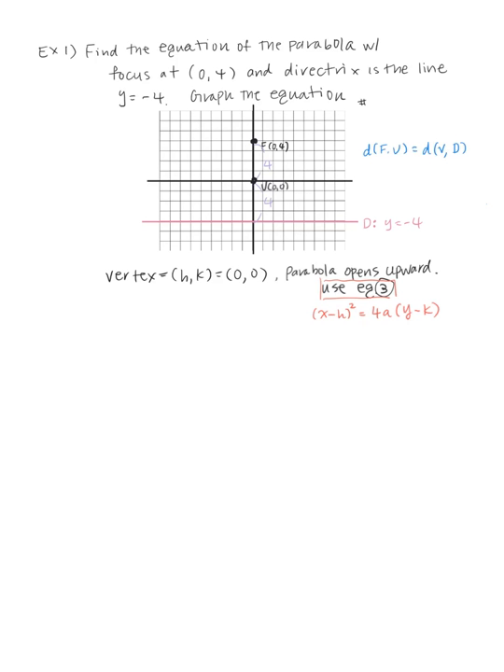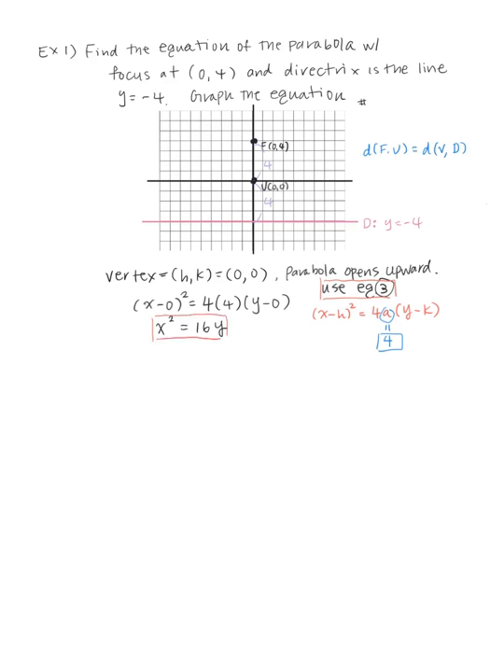That means that we need to find the value of a. But remember, a was the distance from the focus to the vertex, the same distance as from the vertex to the directrix. So the value of a must be 4. I think we're pretty much good to go, so let's put it all together. Our equation is now (x minus 0) squared equals 4 times a, which is 4 times 4, times (y minus 0). I'm just trying to show every single step here. So we have x squared equals 16y. This is the equation that we're looking for.